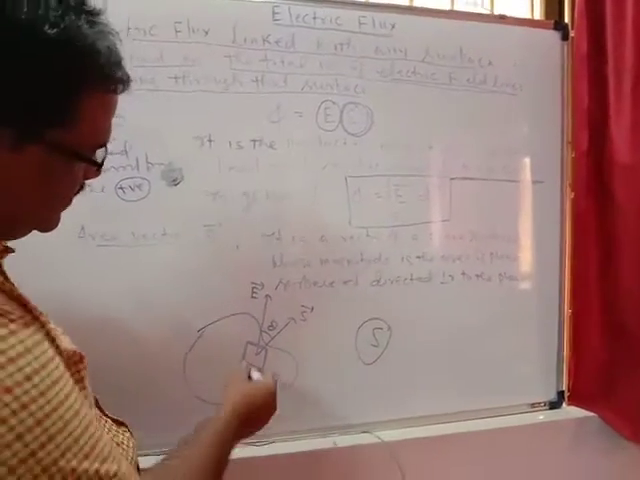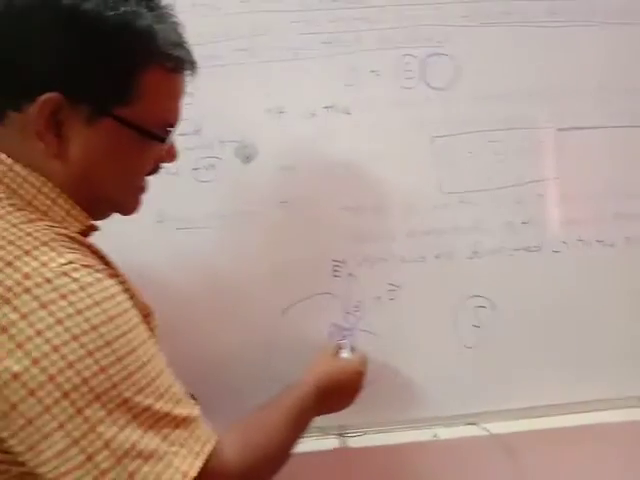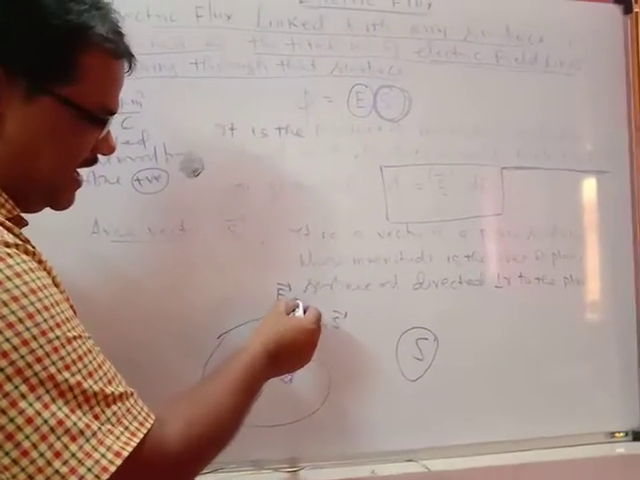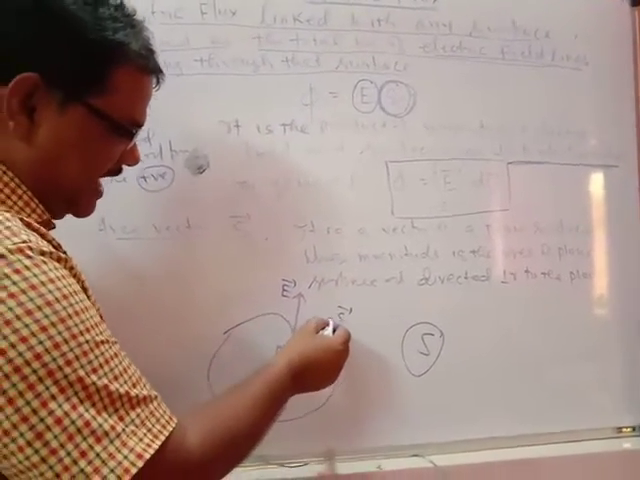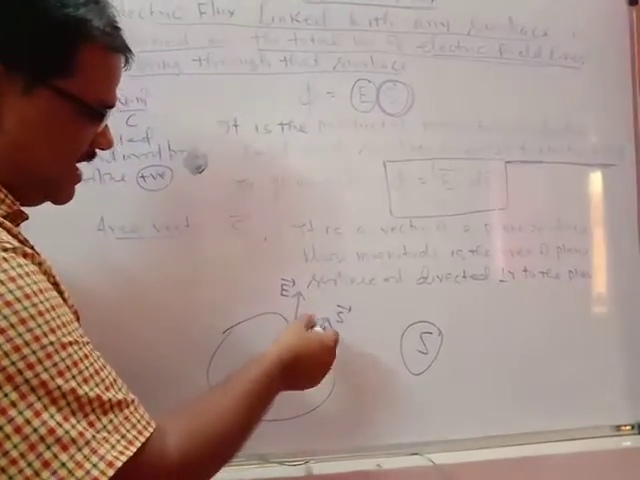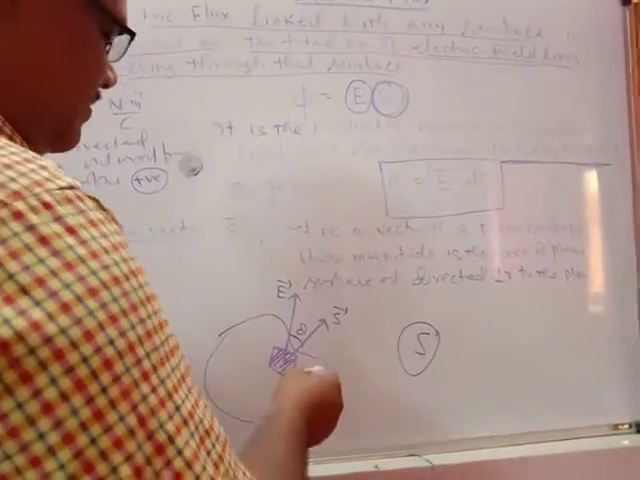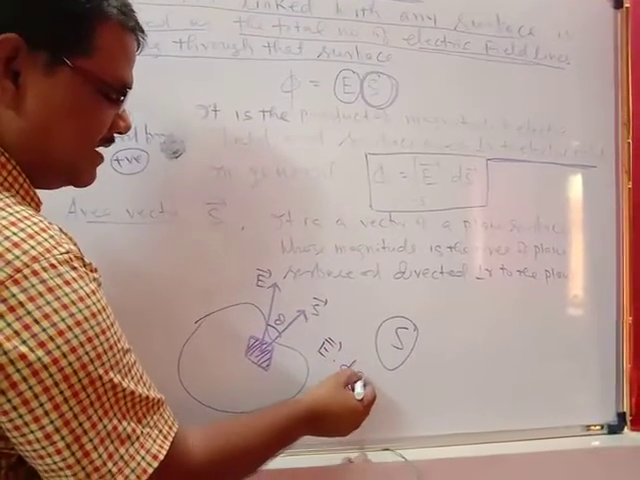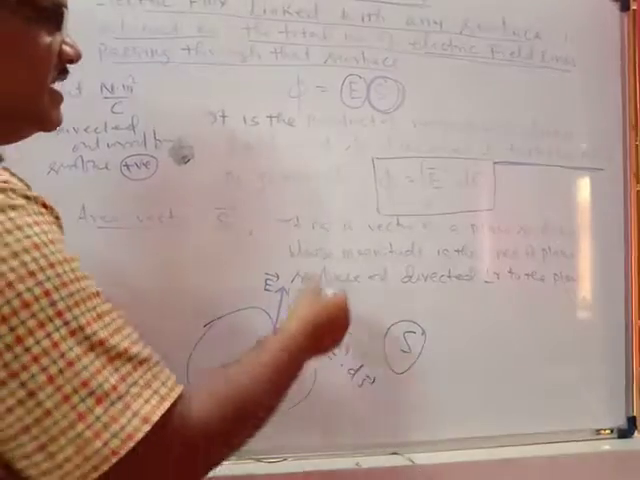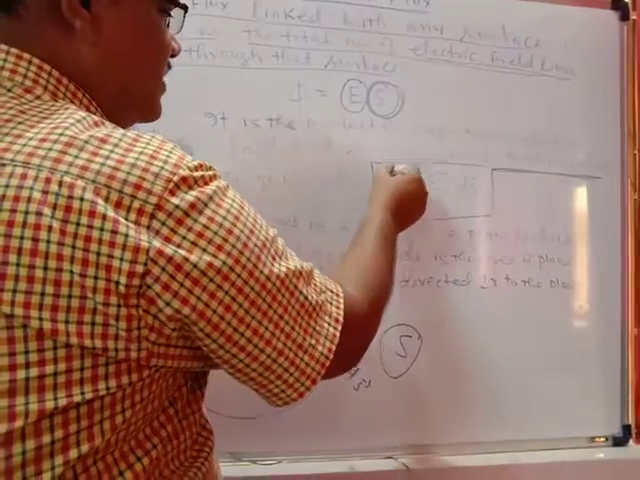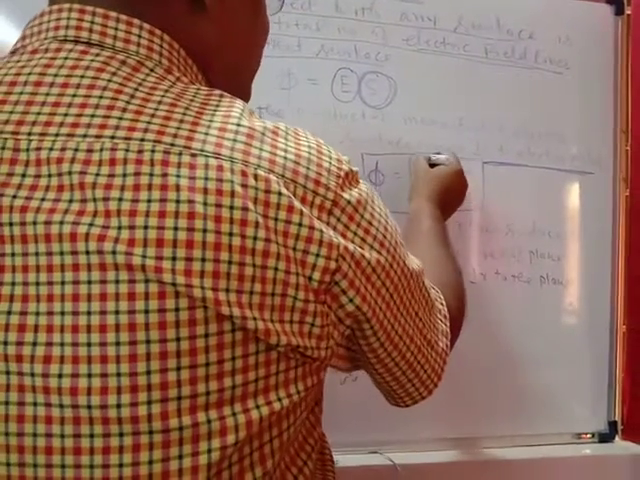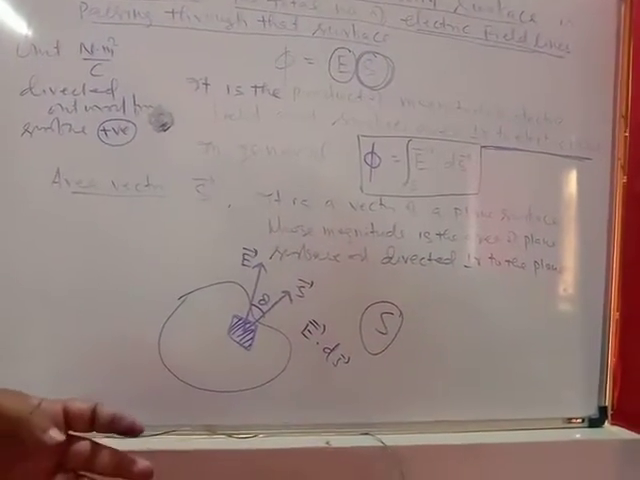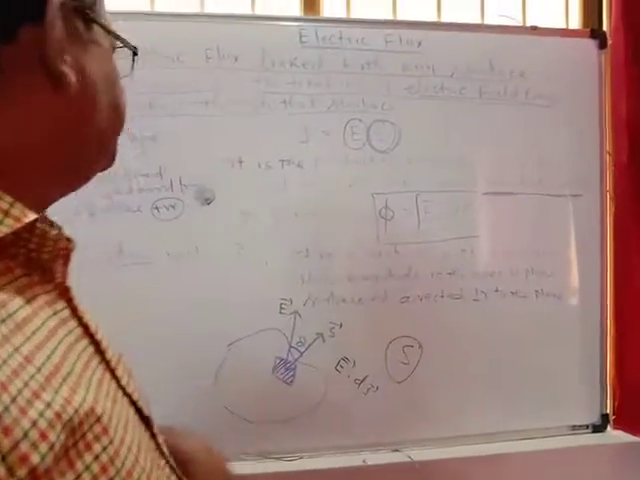So suppose you are assuming a small area dS, this is the direction of the electric field and this is the direction of the area vector, then the flux linked to this small area will be equal to E vector dot dS vector. If you consider the whole surface, then phi equals the surface integral of E vector dot dS vector. I think this is generally what you can use here.